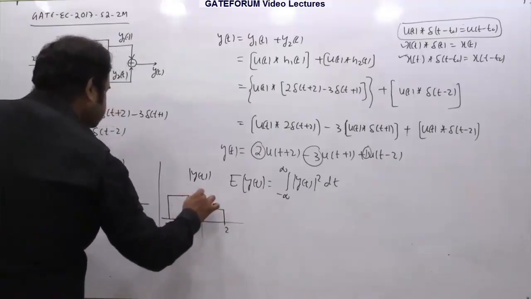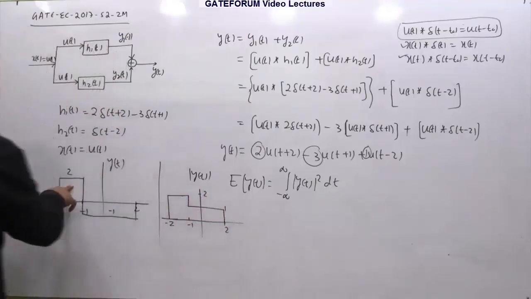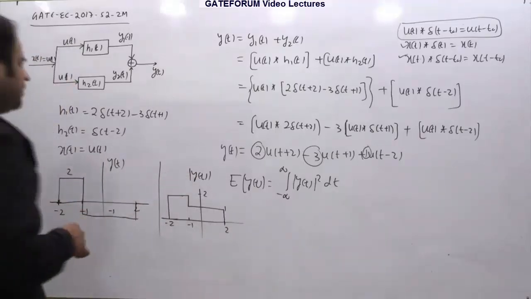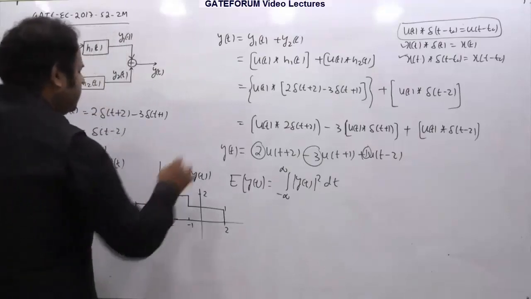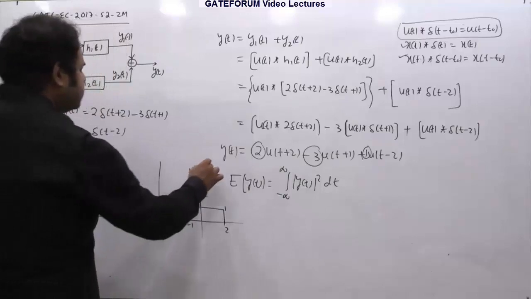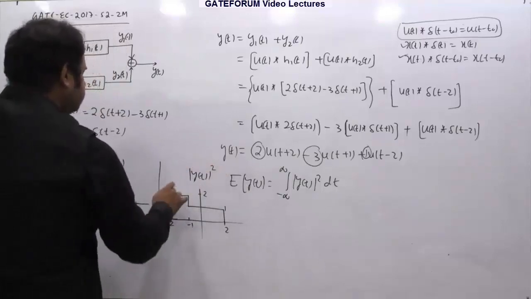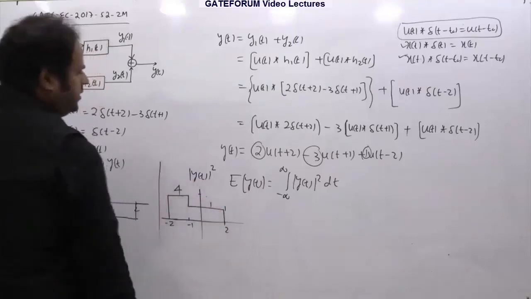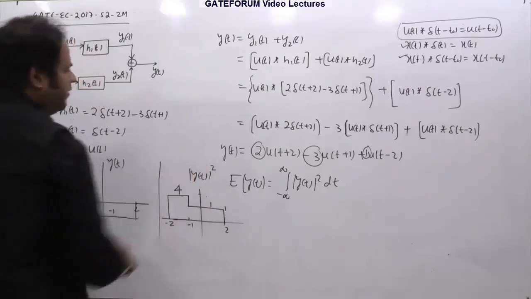So this is 2 and this is your 1, right? This is 2, and if you take the mod of this it becomes plus 1. This is mod of y of t. Now if I ask what is mod of yt square, because I need yt square, this will be 2 into 2, so this amplitude will be 4, and this is 1 into 1, which is anyway 1. So this is the waveform of mod of yt square.